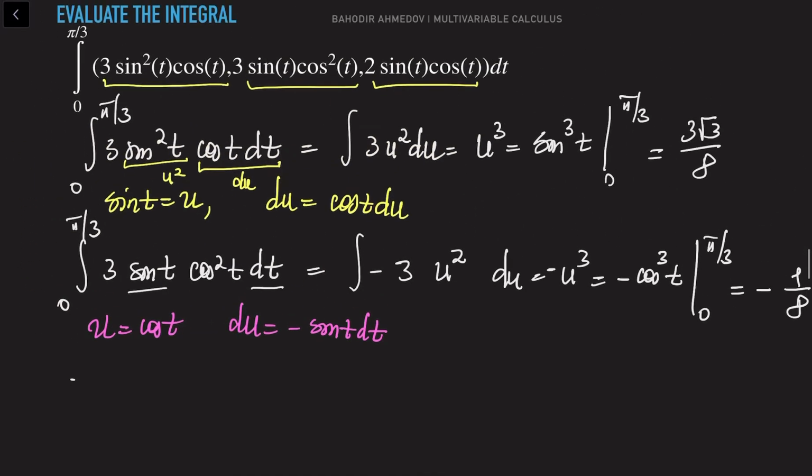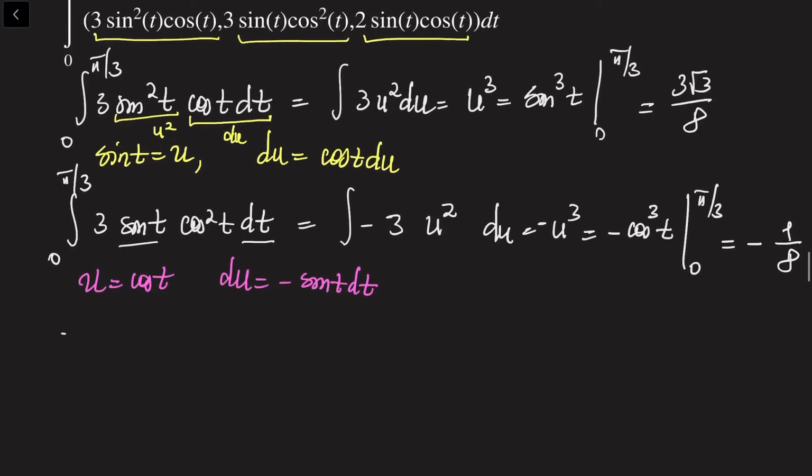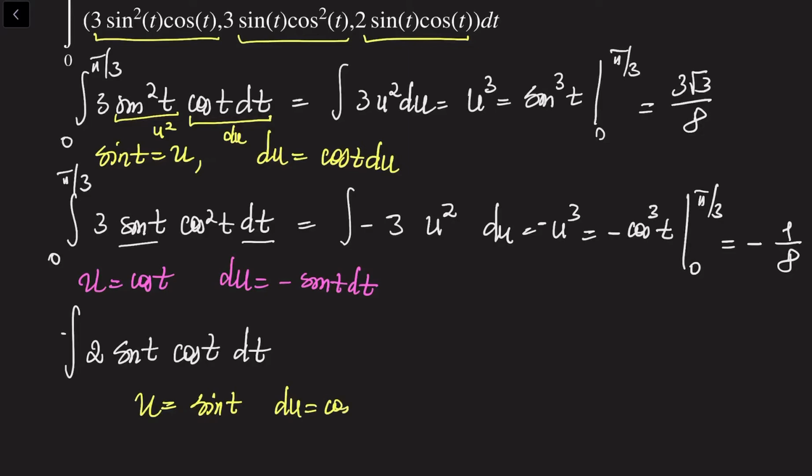And in order to find the third component, we just need to integrate 2 sine of t cosine of t dt. Well, there are a lot of ways to integrate this function. We can substitute u to be equal to sine of t, then du is going to be cosine of t dt, but you can take u to be equal to the cosine and you're going to get the same result, or you can use the double angle formula for the sine, and you're going to get the same result in all 3 cases.